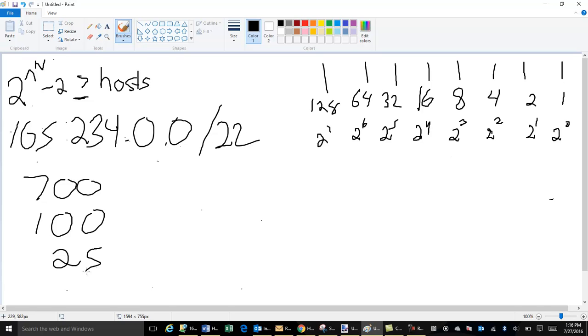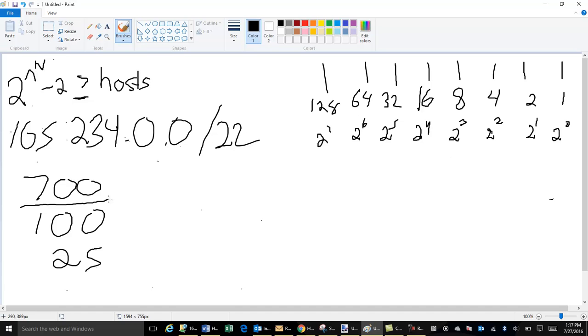Again, you always start off with your highest host requirement, and now we need to figure out the power for 700. So if we use our formula, 2 to what power minus 2 is going to be greater than or equal to our number of hosts, which is 700. If you remember the way we did it before, my chart only goes to 2 to the 7th, which is 128. So I can extend my chart: 2 to the 8th would be 256, 2 to the 9th would be 512, and 2 to the 10th would be 1024.